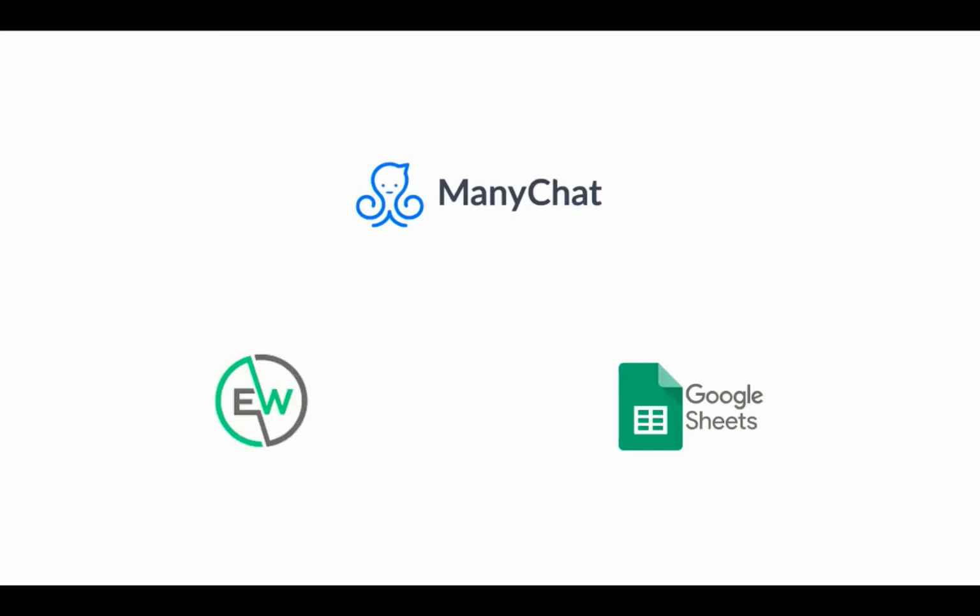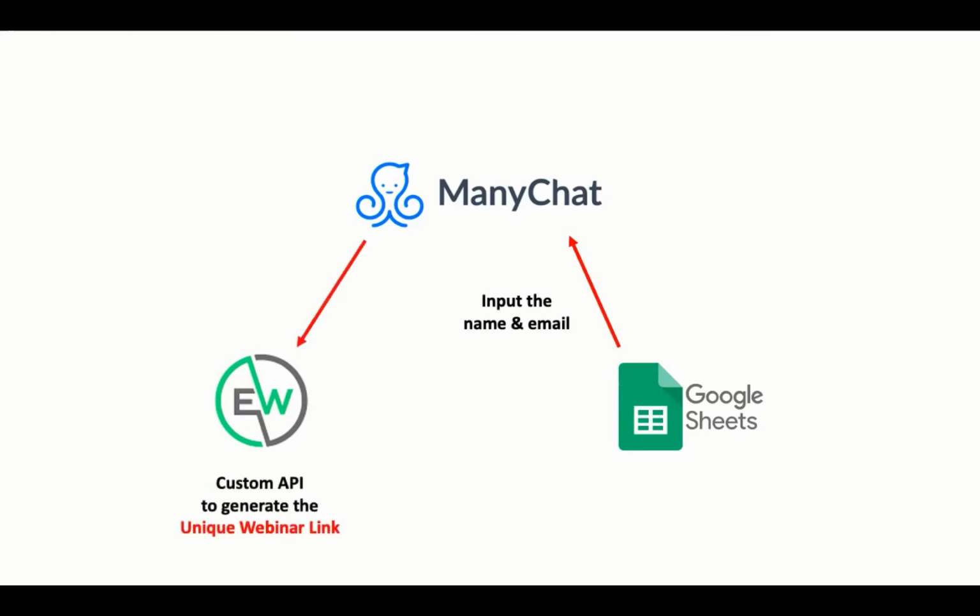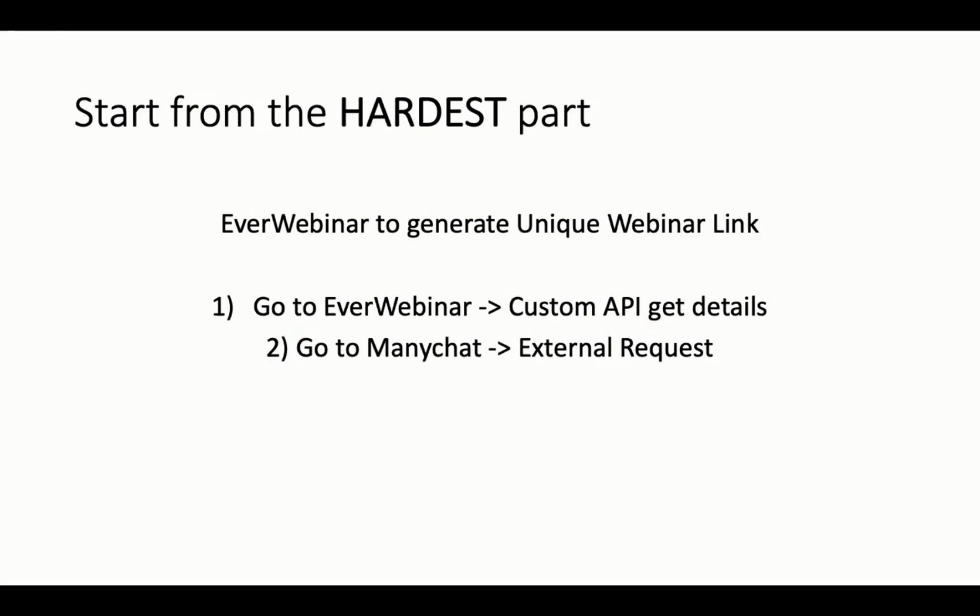So how this works is, first I have my Google Sheet with my new leads. I input the name and the email to ManyChat, and ManyChat will send it to EverWebinar. Then from there, using the custom API, I can generate the unique link and send it back to ManyChat. ManyChat will automatically put the URL into my Google Sheet, and then I can send it to my participants.